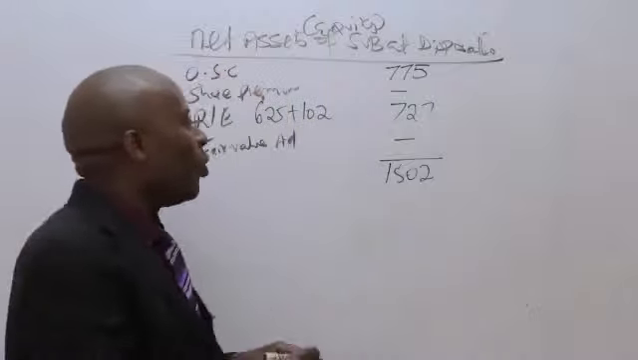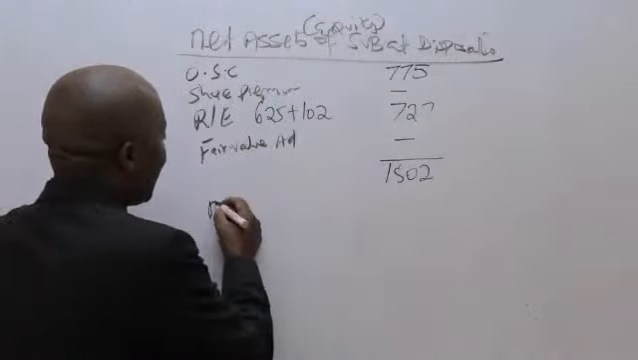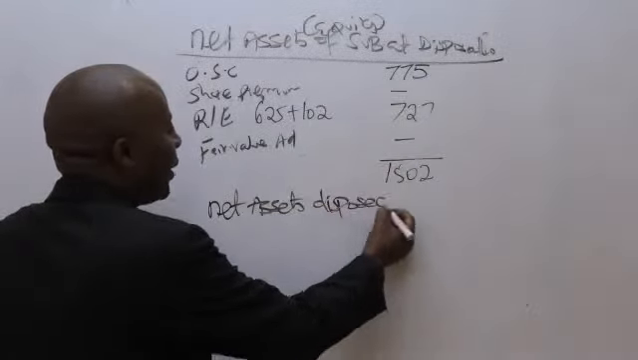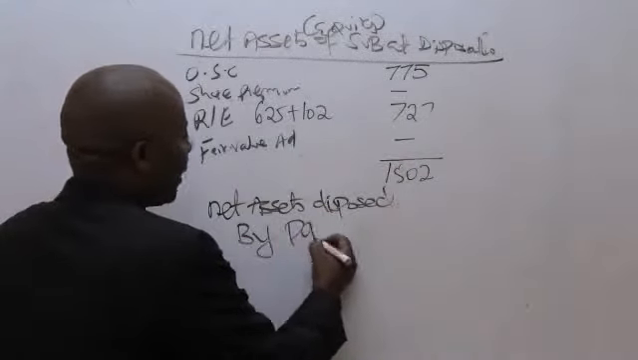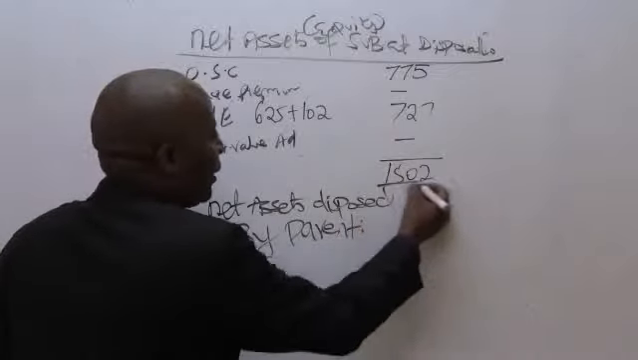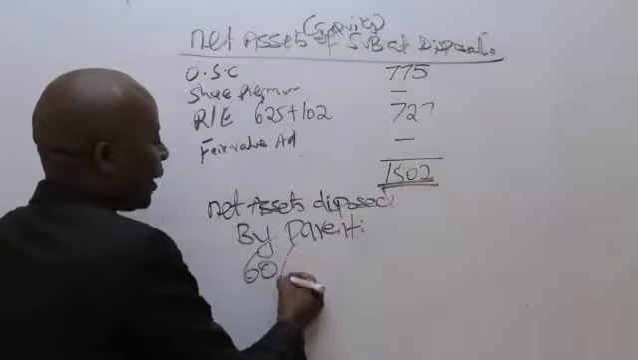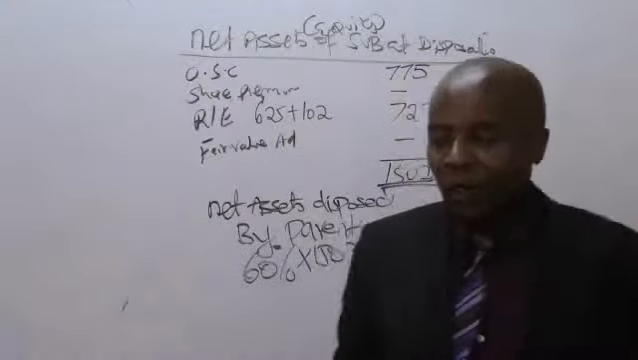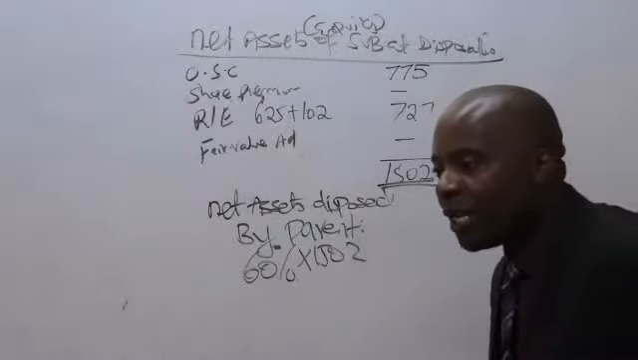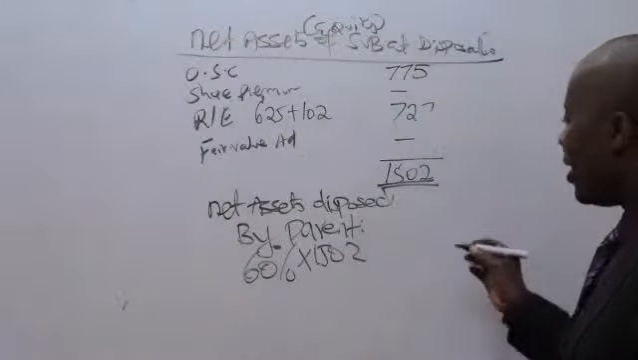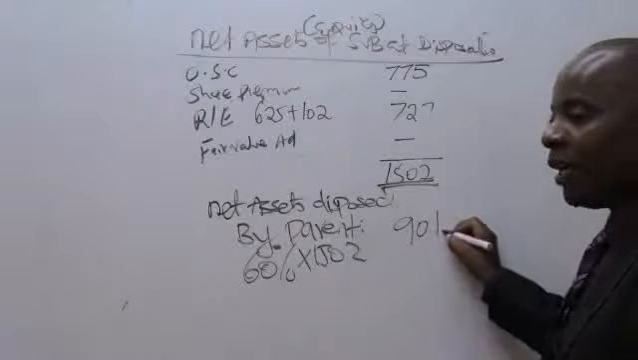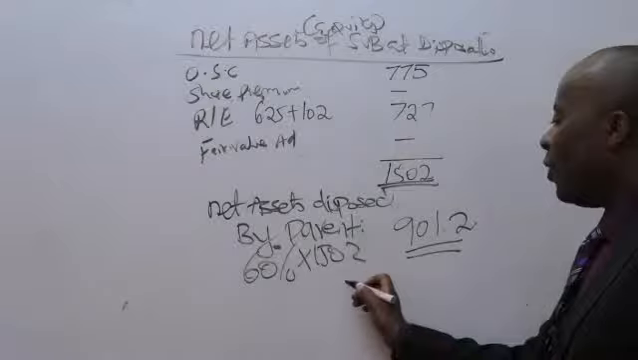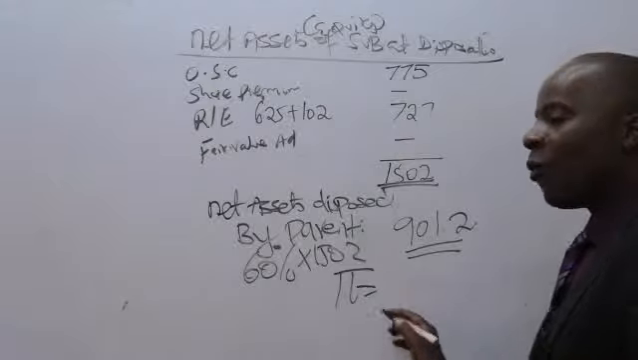So in this case, look at the net assets disposed by the parent. The net assets disposed by the parent, this I can double underline, will be 60%, its share, 60% of this 1502. Is anybody able to give me this figure, 60% of 1502? So already they have a figure of 901.2.